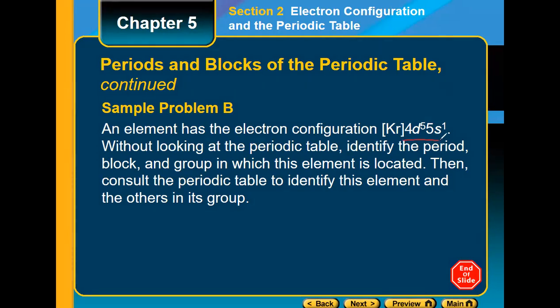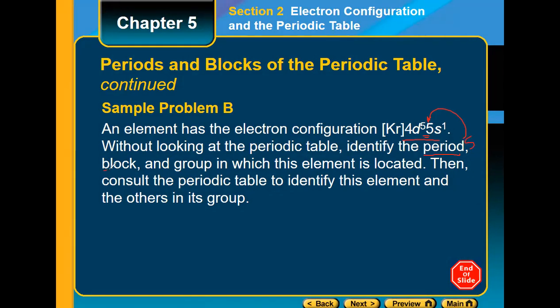So we first need to find the period. We said that the period refers to the highest number of n. N means the main energy level. So 5 here is the highest energy level, so it represents the fifth period. So we have the fifth period.